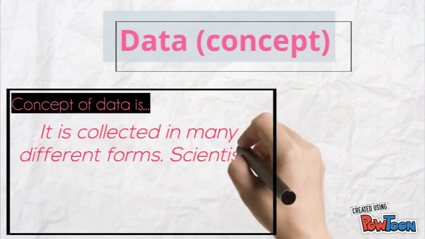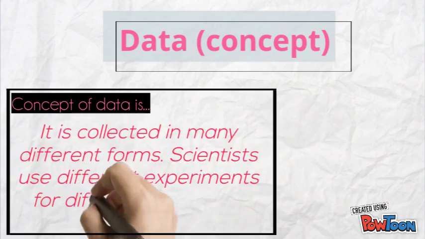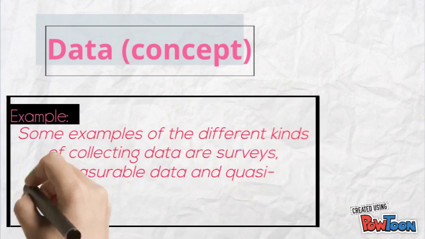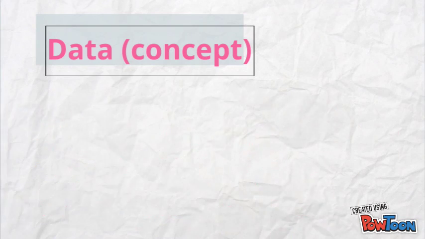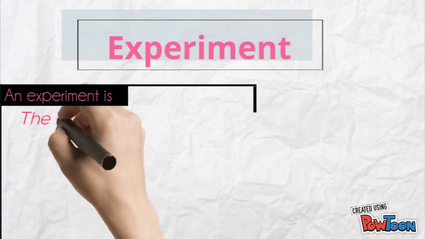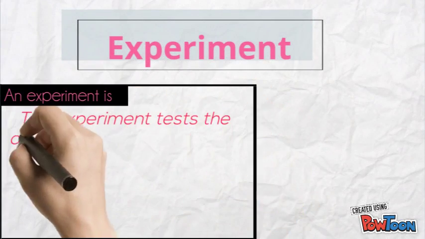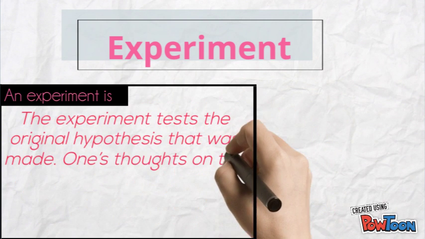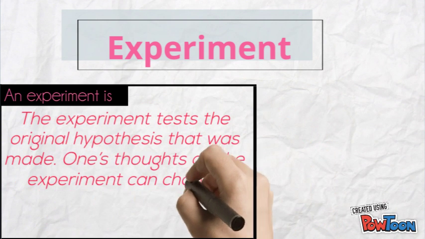Scientists use different experiments for different situations. Different kinds of collecting data are surveys, measurable data, and quasi-experiments. The experiment tests the original hypothesis that was made. One's thoughts on the experiment can change during the experiment because of the hypothesis.